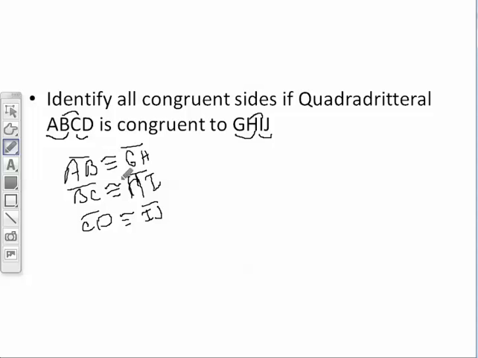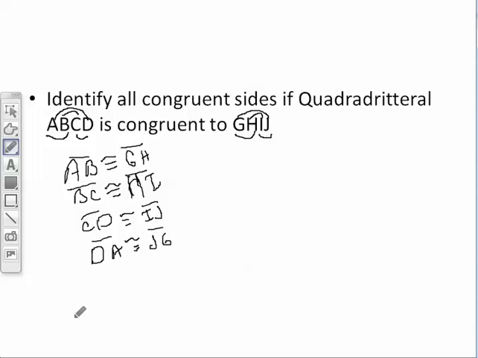What am I looking at for the fourth side? What's the first and the last one, or the last and the first? It doesn't matter how you want to look at that. They're the two that I haven't identified yet. So DA would be congruent to side JG.